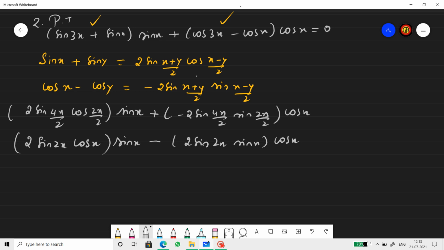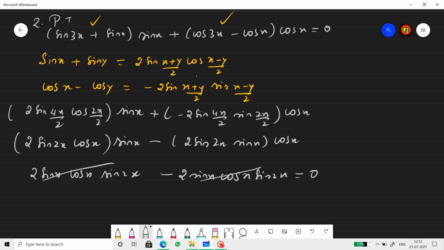Even otherwise, I think we can take a lot of terms out. Alright, look at this. It's 2 sin x cos x into sin 2x, whereas here it's minus 2 sin x cos x into sin 2x. So that means the entire term gets cancelled. So the answer is 0. Second one is also over.